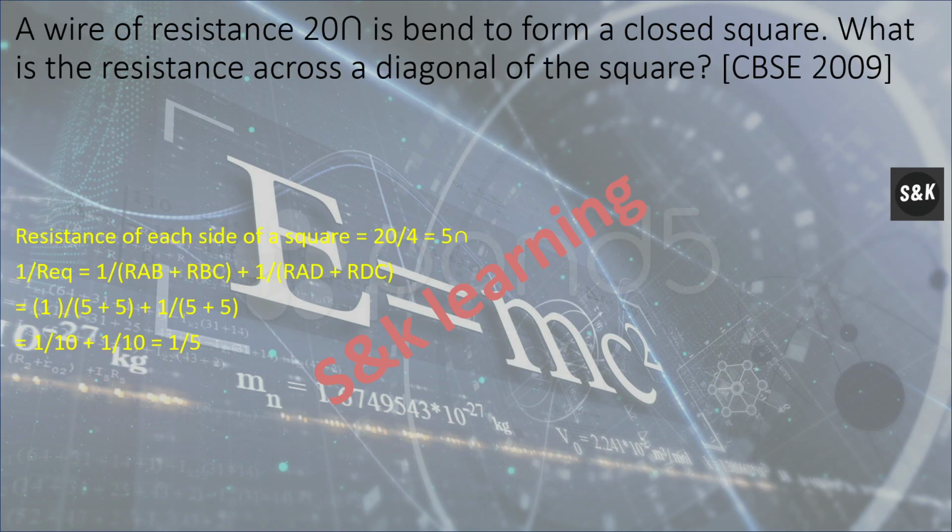A wire of resistance 20 ohm is bent to form a closed square. What is the resistance across a diagonal of the square? So resistance of each side of the square equals 20 by 4, which gives 5 ohm. So 1 upon Req equals 1 upon (Rab plus Rbc) plus 1 upon (Rad plus Rdc), equals 1 upon 10 plus 1 upon 10, so we get 5 ohm.